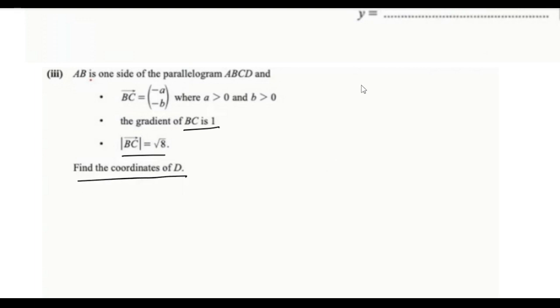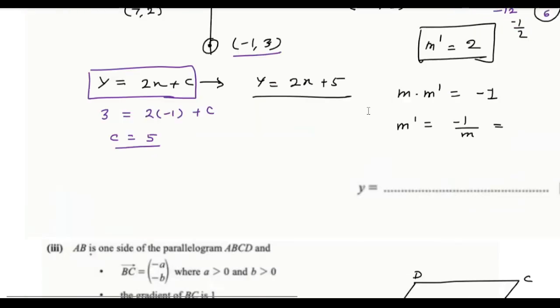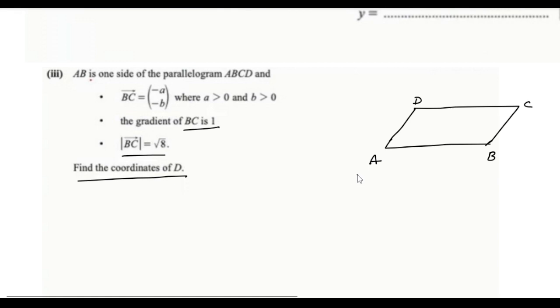Okay. Now AB is one side of parallelogram ABCD. So let us draw a parallelogram ABCD like this. Say this is point A, this is point B, this is point C, this is point D. Okay, the coordinates of A and B we already have given. It is (7, 2) and (-5, 8).